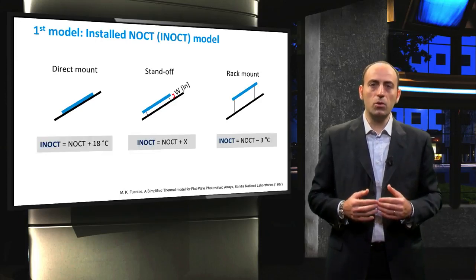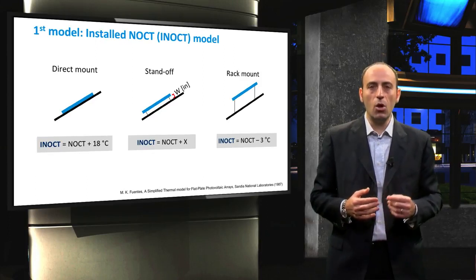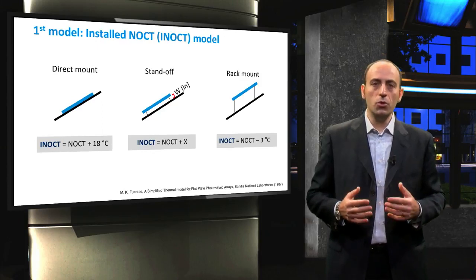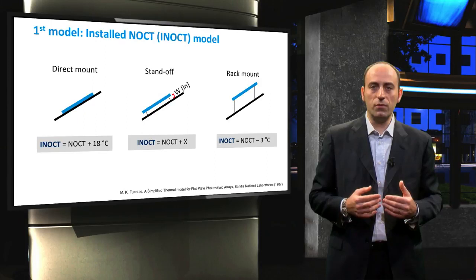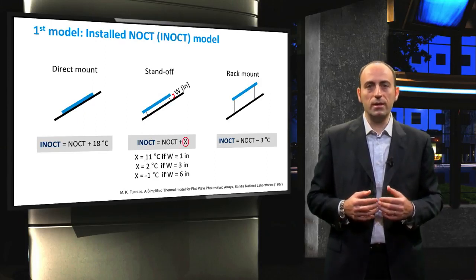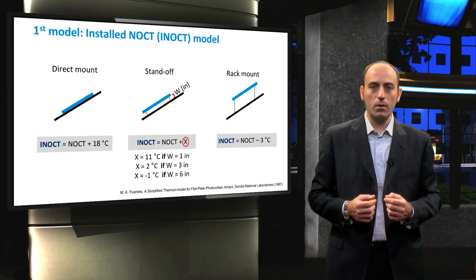Then it is possible to model the so-called INOCT value as a function of the NOCT based on the configuration. Usually, the closer the module is to the underlying surface, the higher the INOCT is. Note that in the standoff case, the variable x is inversely proportional to the distance W.